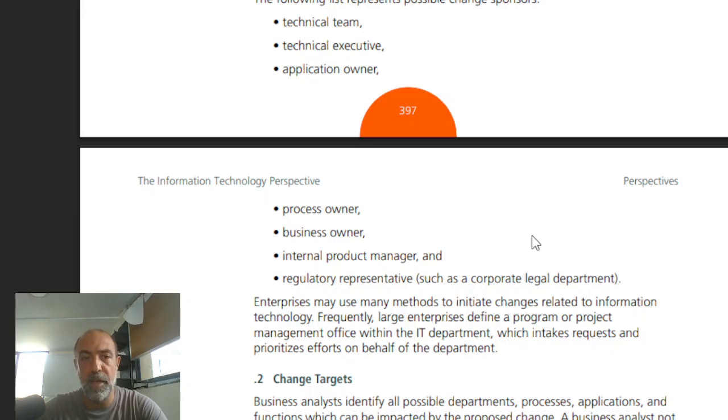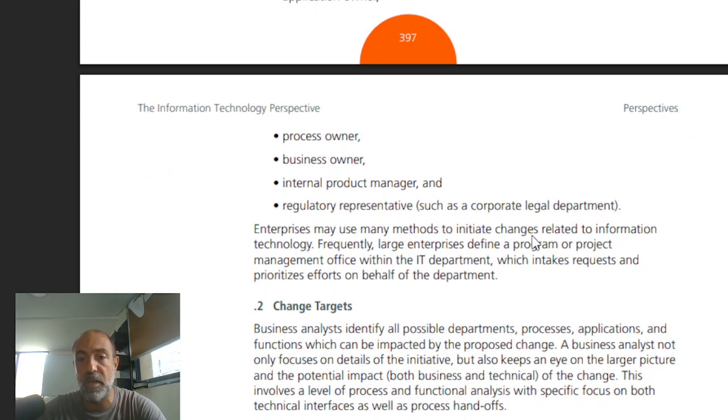Alignment is the key here, right? The business analysis scope requires a business analyst in order to create that alignment. The following list represents possible change sponsors: technical team, technical executive, application owner, process owner, business owner, internal product manager, and regulatory representative.